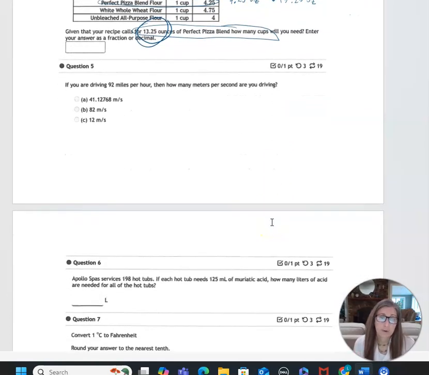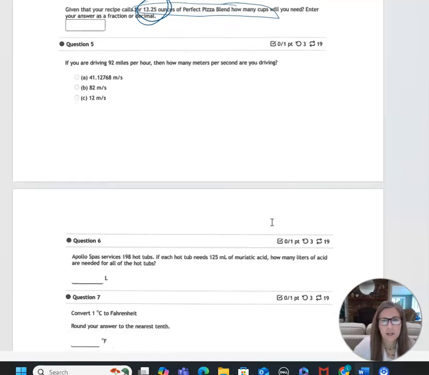This video is going to go through number 5, and then I have another video that picks up at number 6. Number 5, you're driving 92 miles per hour. Then how many meters per second are you driving? Okay, this is a great one to use your chart. Because it's more than one conversion, I have to convert miles to meters, and I have to convert hours to seconds. Because there's two things going on, this is the perfect time to use your conversion chart.